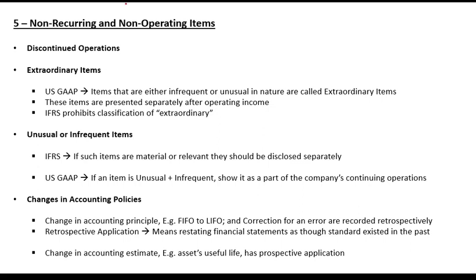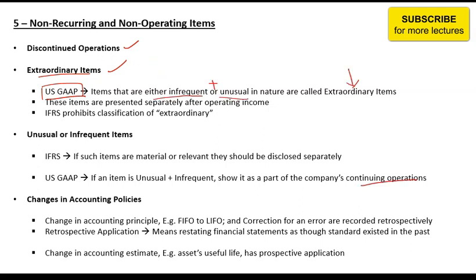Within these items, you can have discontinued operations, that is, if a company has sold off or discontinued a business. You can have extraordinary items. Remember that this term is only used in US GAAP. IFRS does not use the term extraordinary; IFRS only uses the terms unusual or infrequent. The term extraordinary item does not have any specific meaning under IFRS, but under US GAAP, it has a specific meaning.